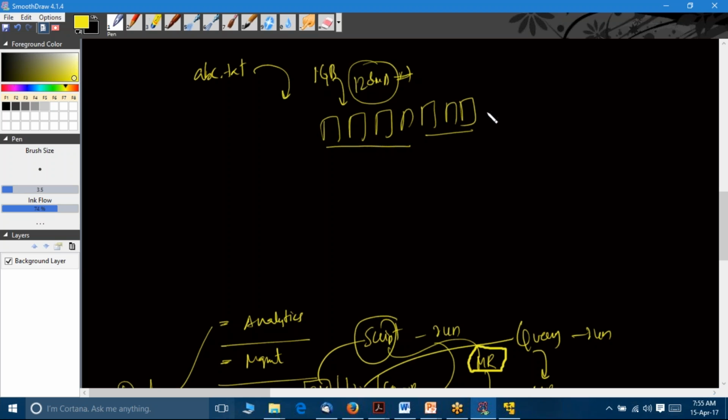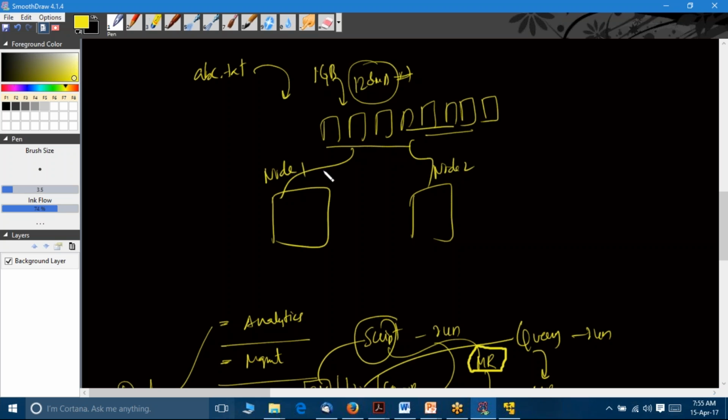These 8 blocks are present on different nodes. Imagine out of these 8 blocks, 3 are present on my node 1, and the other 3 are present on my node 2, and my last 2 are present on node 5. So I have 3 blocks present here, I have 3 blocks present here, and I have 2 more blocks present here. Now, each block is processed by one mapper.